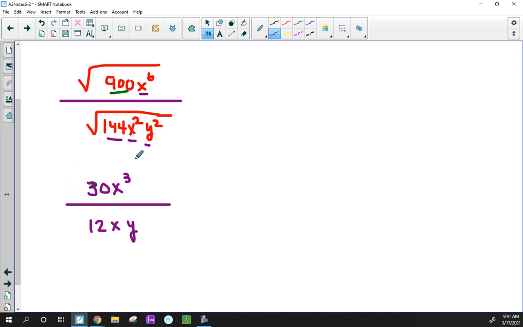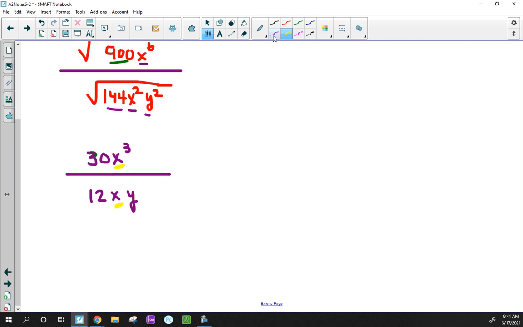Alright, now, before we call it quits, what I want you to pay attention to also, sometimes this happens. Sometimes you have the same variable on top and bottom, so look for that as well. If you do, you need to keep going. You need to simplify this. So if I divide x to the third by x to the first, that's going to be x to the second, right? X to the second needs to stay on top.